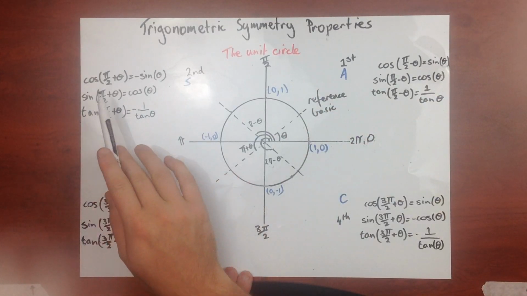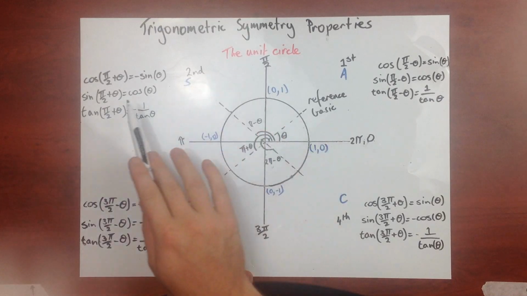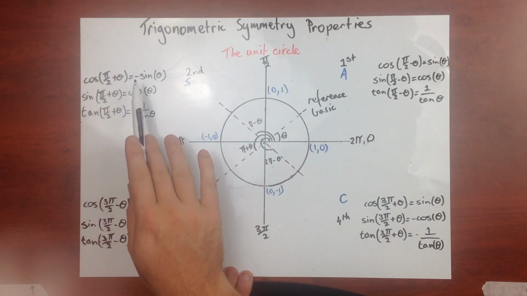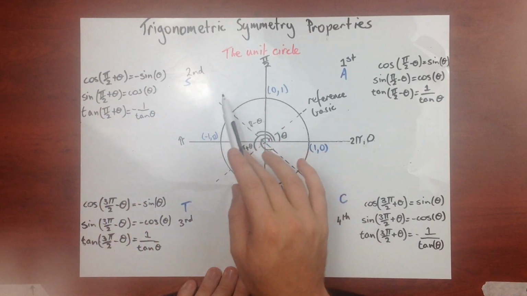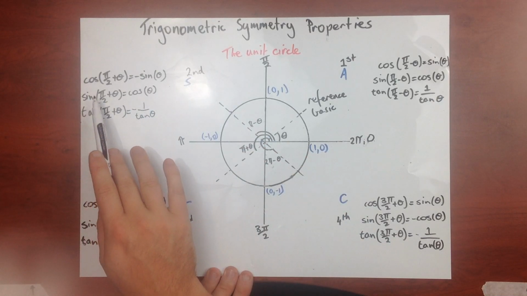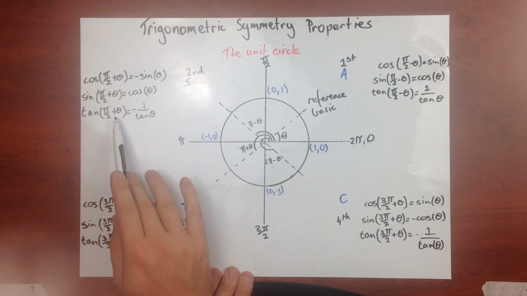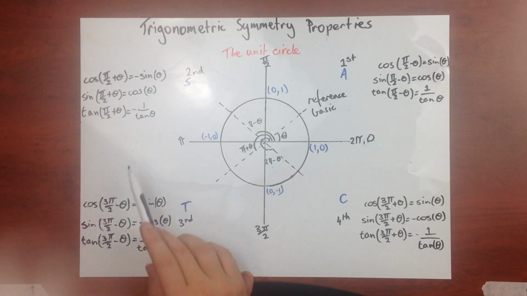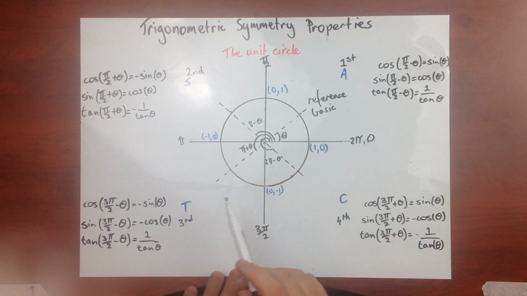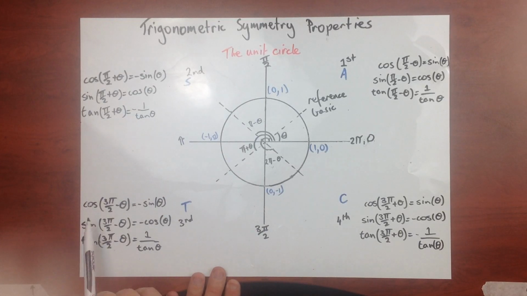Our second quadrant, so we're past pi on 2 now, so we're saying cos of pi on 2 plus theta is equal to negative sine theta, and then sine of pi on 2 plus theta equals cos of theta, and then tan of pi on 2 plus theta equals negative 1 on tan theta. In the third quadrant, our complementary angles become cos of 3 pi on 2 take theta equals negative sine theta, and sine of 3 pi on 2 take theta equals negative cos theta, and tan of 3 pi on 2 take theta is 1 on tan theta.